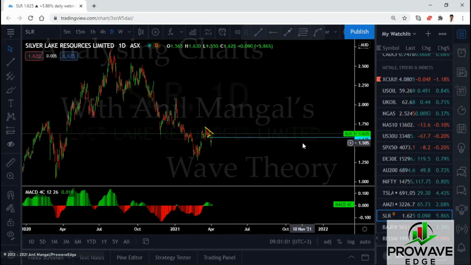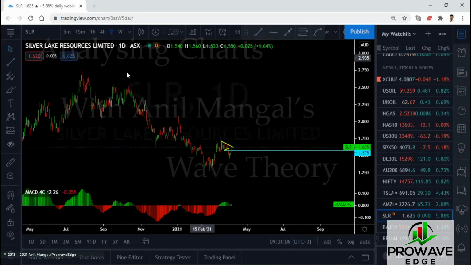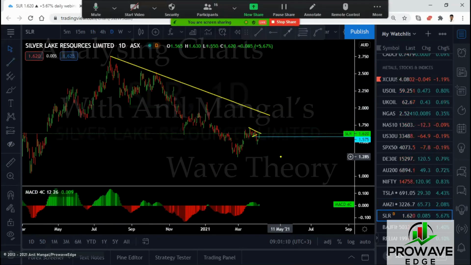SLR, same thing. Drop, pull back. Told you they can go back up a little to the trend line, right? Because this is a corrective structure downwards. This is going to go back here. It's still coming down. This is a corrective structure downward. Look at this one. This is a correction downward.